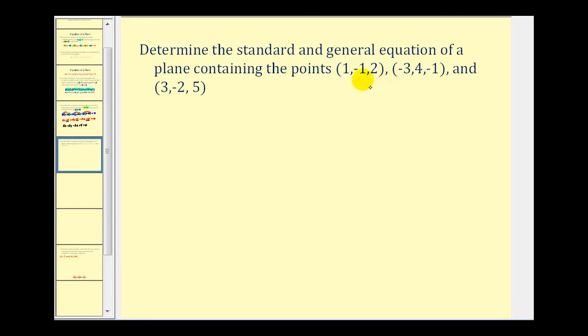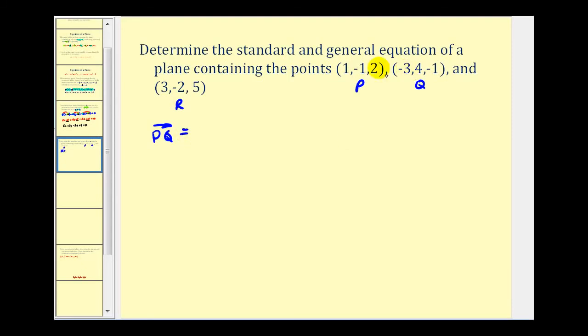So let's first find the component form of 2 vectors using these 3 points. We'll call this point P, this point Q, and this point R. Let's find the component form of vector PQ.